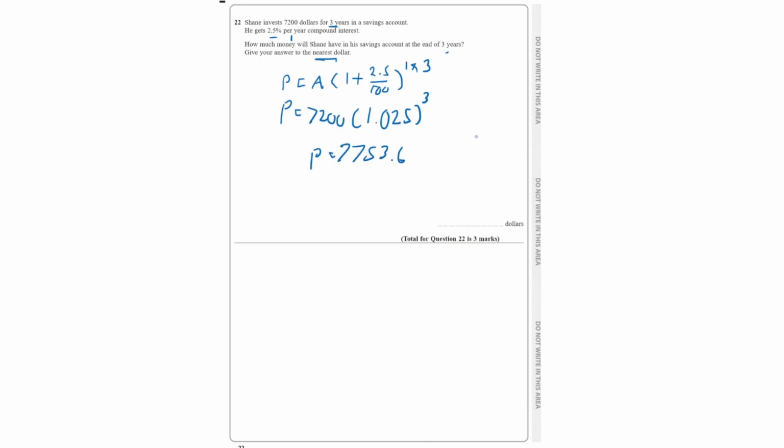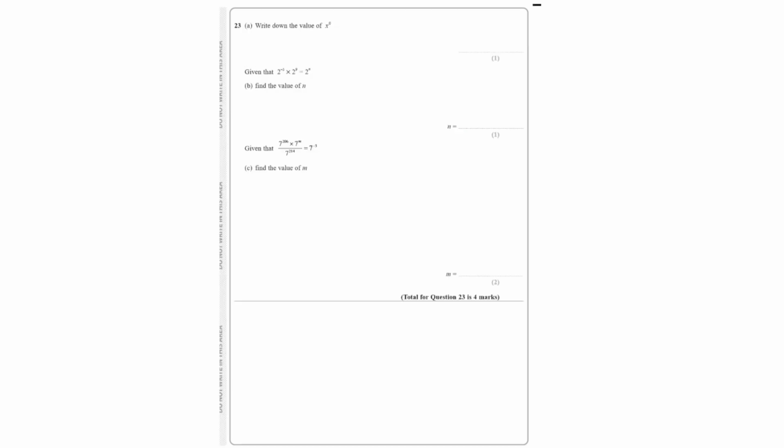7753.6, and we round to the nearest dollar or the nearest whole number when dealing with rounding. 1, 2, 3, 4, 5, 6, 7, 8, 9. 1 to 4 we round down, 5 to 9 we round up. Since 6 is between 5 and 9, we simply round up, so p is equal to 7754. So that means Shane saves $7,754.